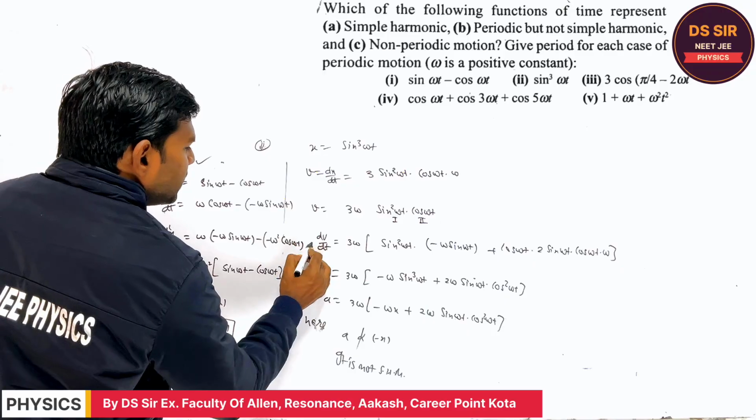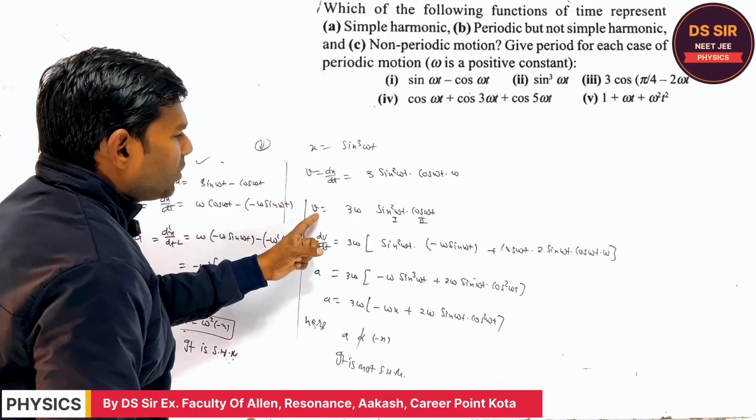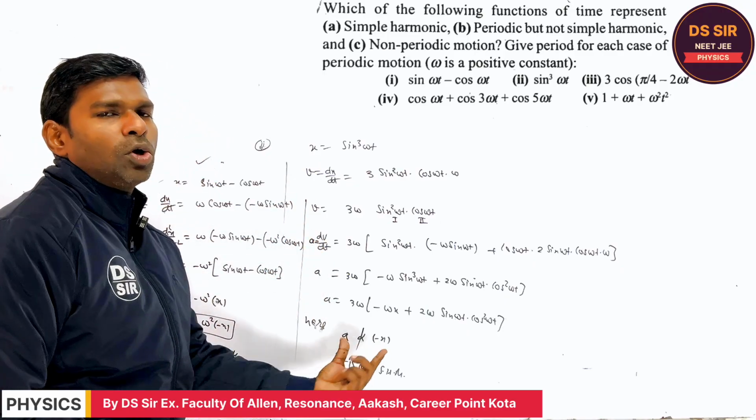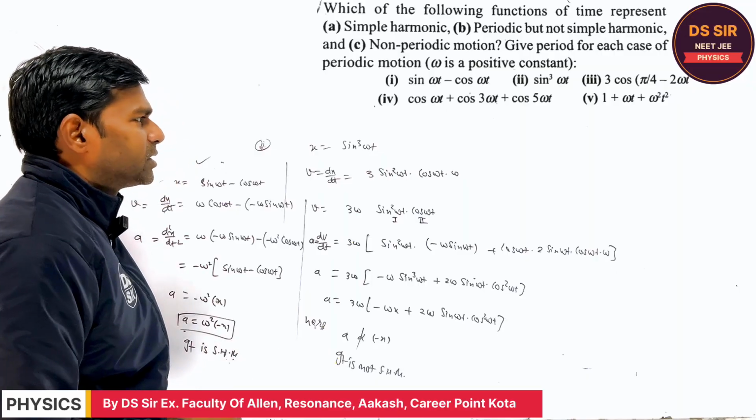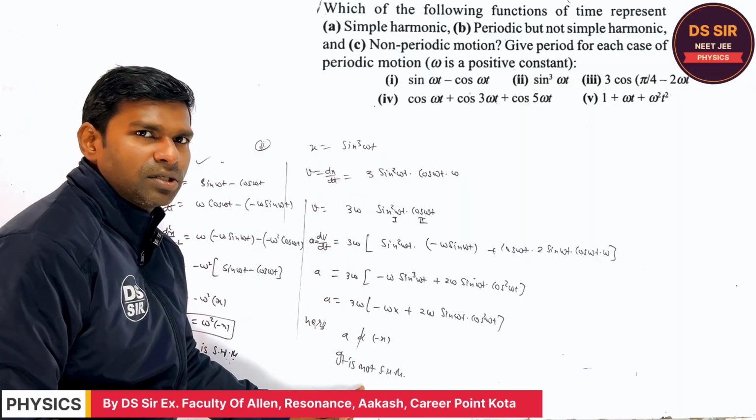And to prove whether it is SHM, you have to find the velocity, then the acceleration, and if it is not proportional to minus x, then it is not SHM. This is one way for this question, right?